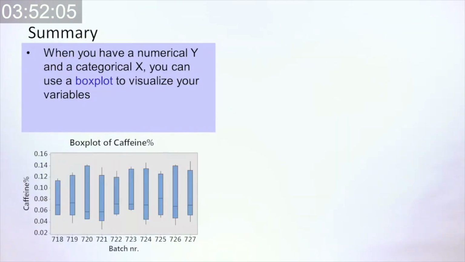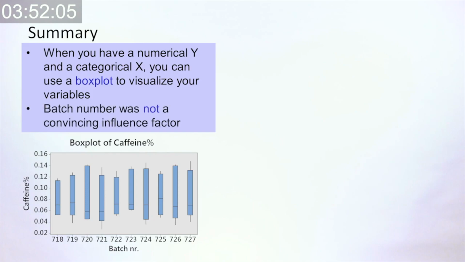Summarizing, if you have a numerical Y and a categorical X variable, you can use a box plot with groups to visualize the variables. The box plot showed that the batch is not a convincing influence factor for caffeine percentage.